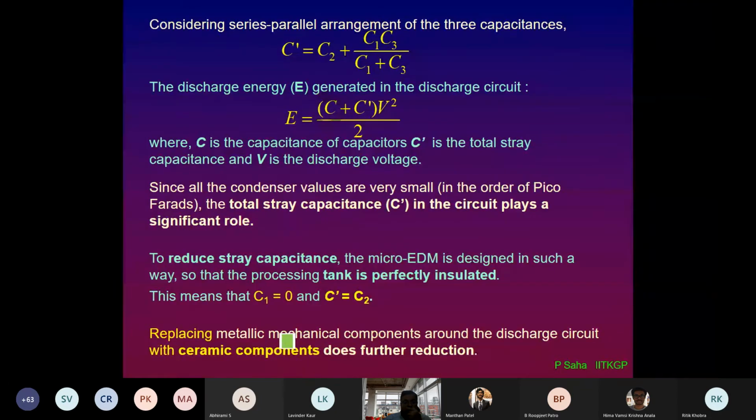Many times if you replace the mechanical components around the discharge circuit with ceramic components, we can further reduce the stray capacitance. So this is part of the design aspect, so that the overall C dash value has to be reduced. Then only this incorporated picofarad capacitance will decide the discharge energy, which will be very small because we are using such a small capacitance.